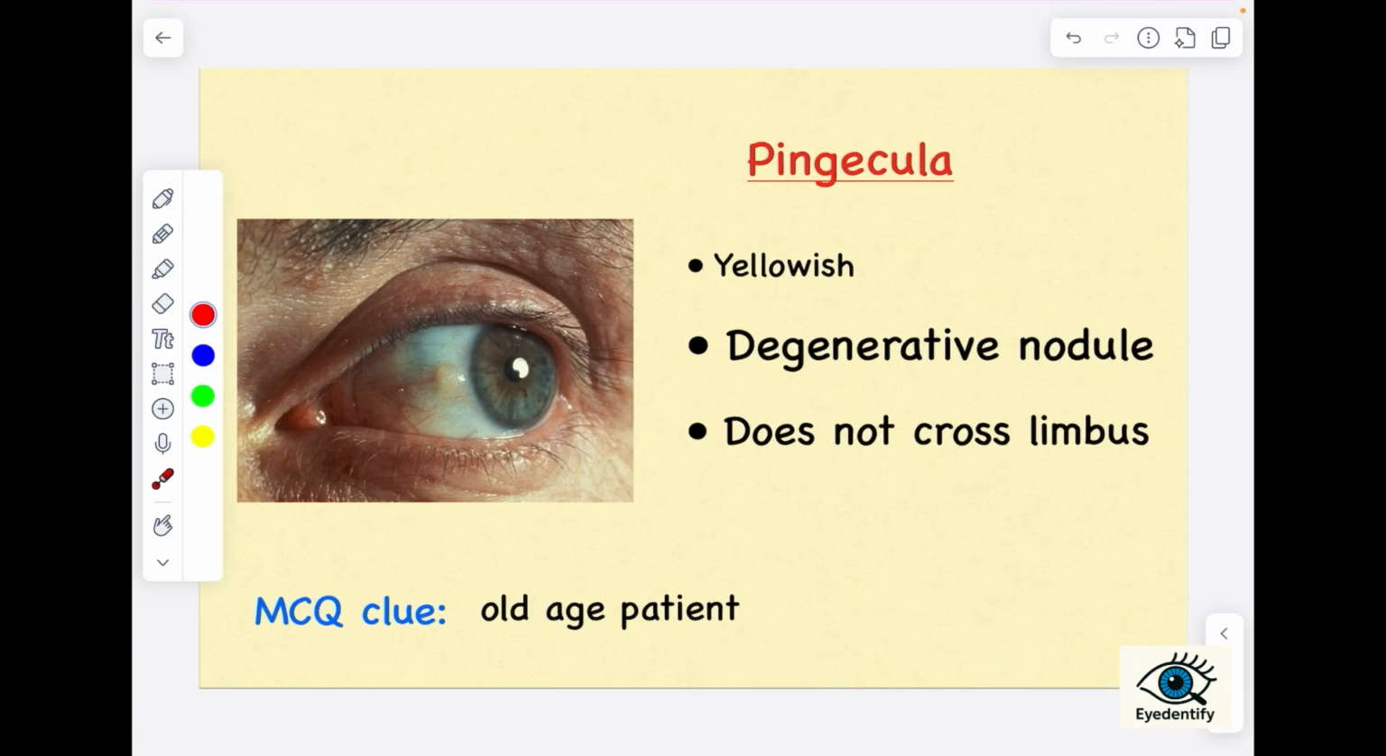So the first P, pinguecula. They'll show you such an image. Pinguecula is a yellowish degenerative nodule that does not cross the limbus. As you can see, it is not crossing the limbus. So what will be the MCQ clue? An old age patient presenting with this image, what is your diagnosis? So we have to remember it does not cross the limbus.